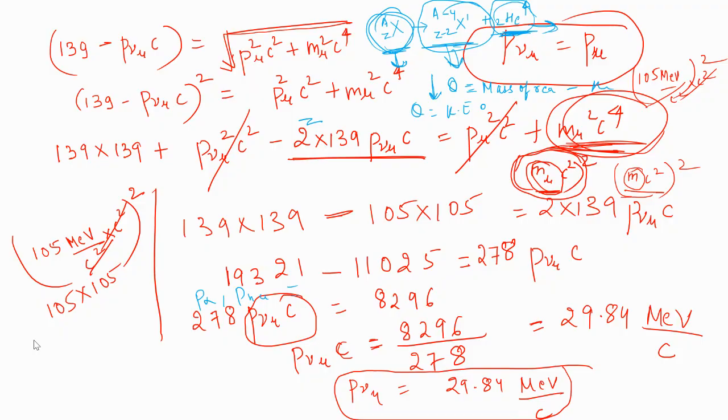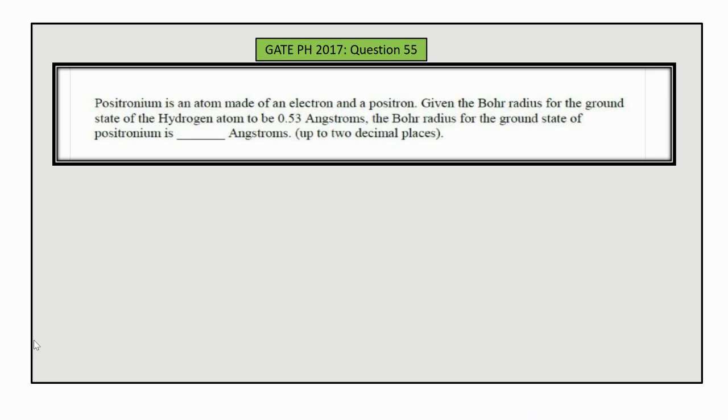Okay, I'm moving to the next question. This is again GATE 2017, question number 55. This again came for 2 marks. These questions are very straightforward.